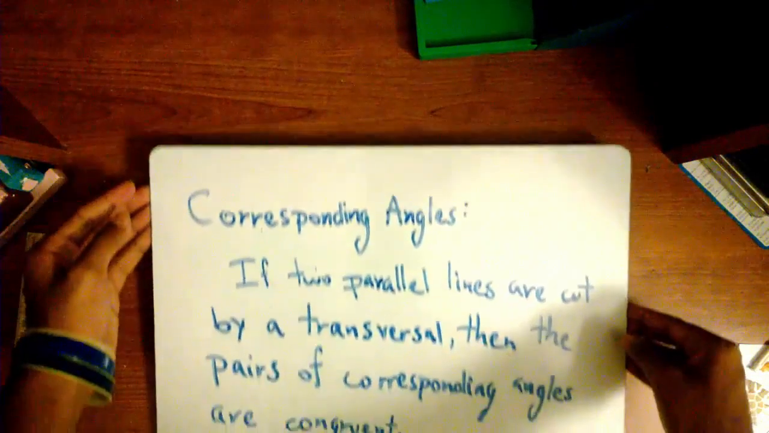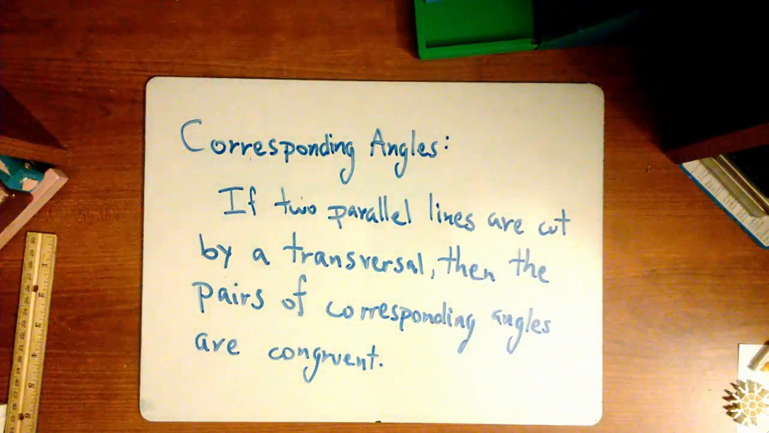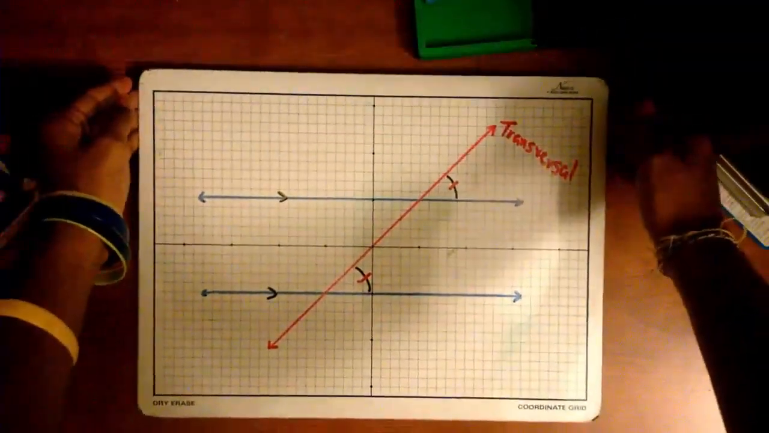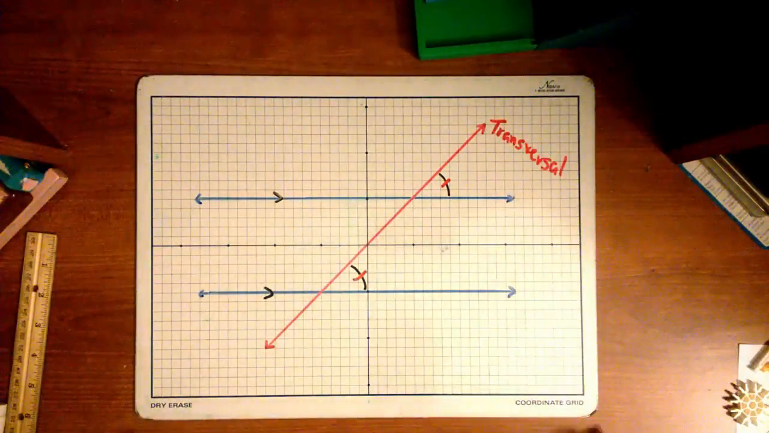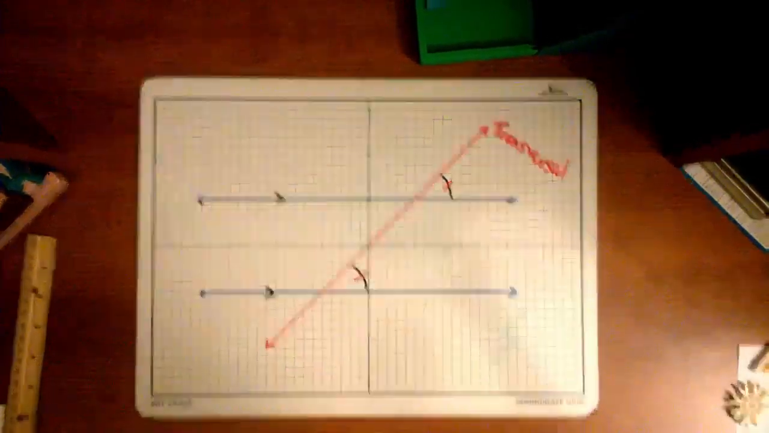Let's look at corresponding angles first. If two parallel lines are cut by a transversal, then the pairs of corresponding angles are congruent. As shown here, you can see that the congruent angles are on the same side of the transversal and will never be on opposite ends.